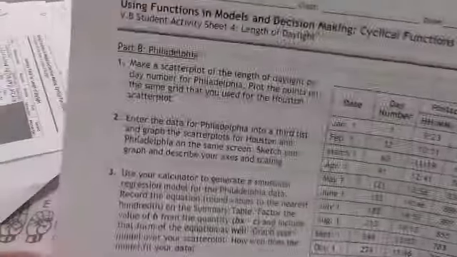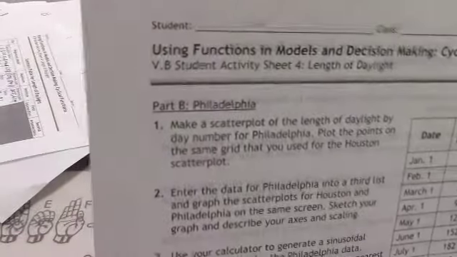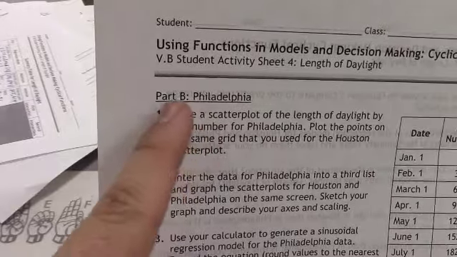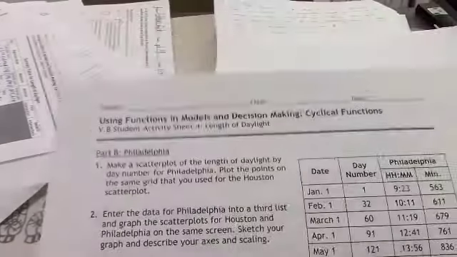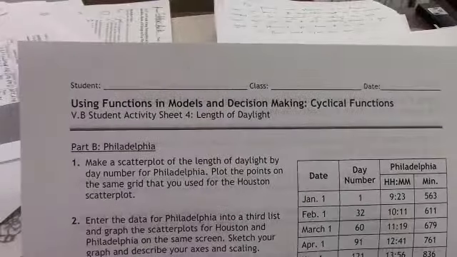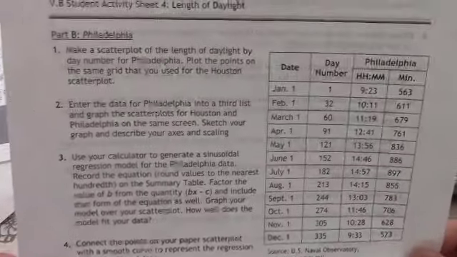We're going to be talking about this next sheet. If you notice, instead of Houston, now we have Philadelphia right here. This is part B. Of course, this is still length of daylight, but we're looking at part B for this. And I need to go over a couple of things to actually do this.